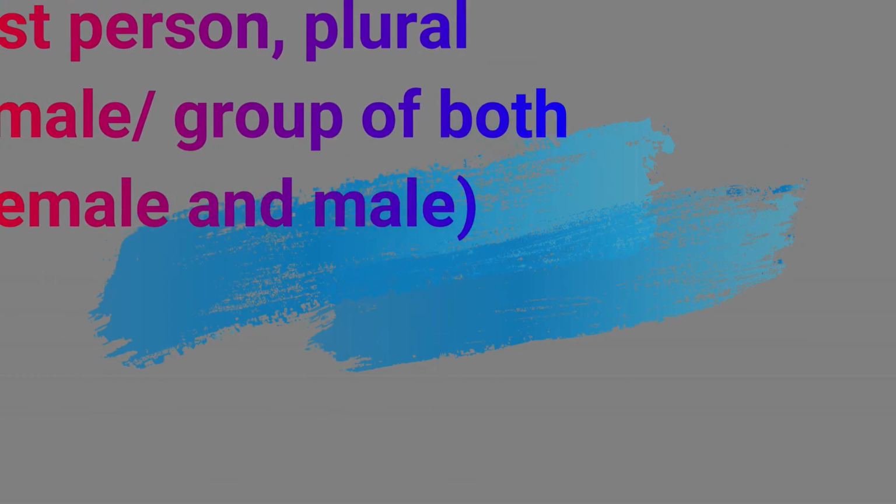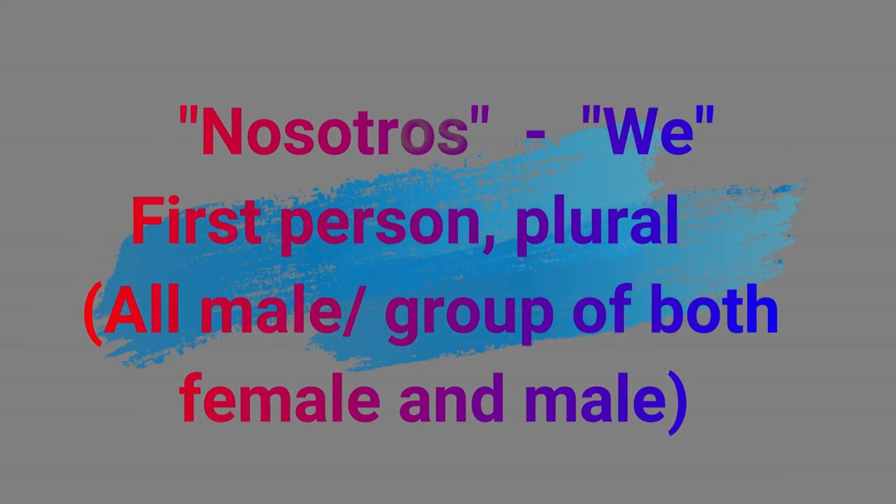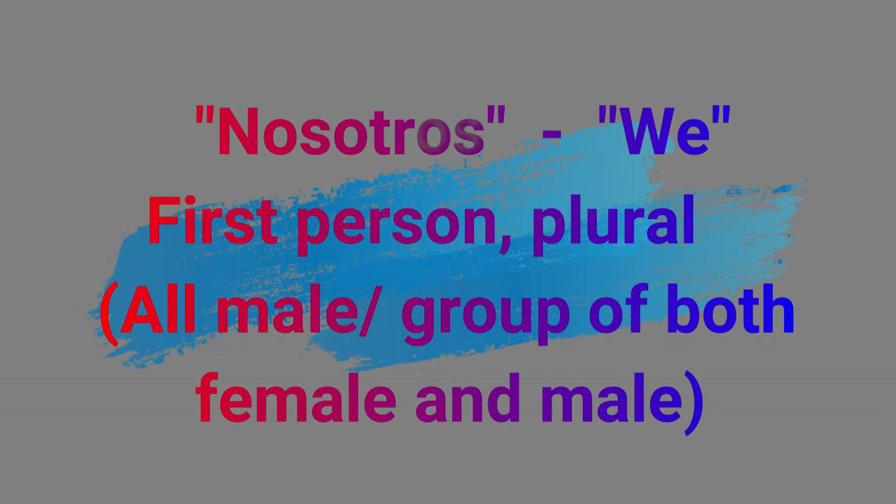And now we have the nosotros form. Nosotros is we, right? In English, it's we. And it's first person because you are involved. You're included in that we, right? It's plural. It can refer to all males or a group of both females and males. So for example, even though it's as basic as this, persons really get confused. So there's someone out there who this will help. Nosotros, we. The one with the O, nosotros, we.